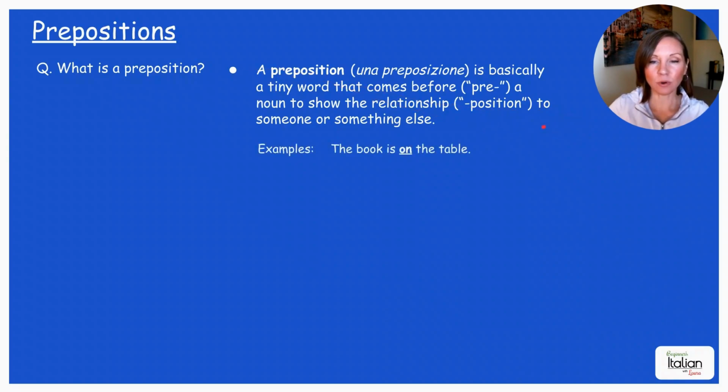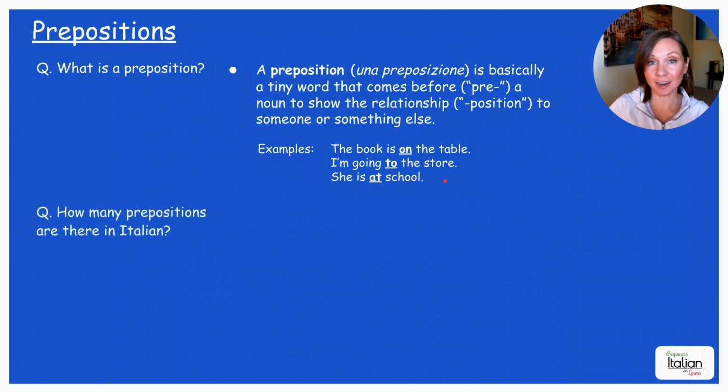For example, the book is on the table, okay, so the book in relationship to the table, the book is physically on the table. Okay, I'm going to the store. Okay, so this is in relation to where I'm going in relation to the store. I'm going to the store. And she is at school. Okay, that's her position in terms of where she is. She is at school.